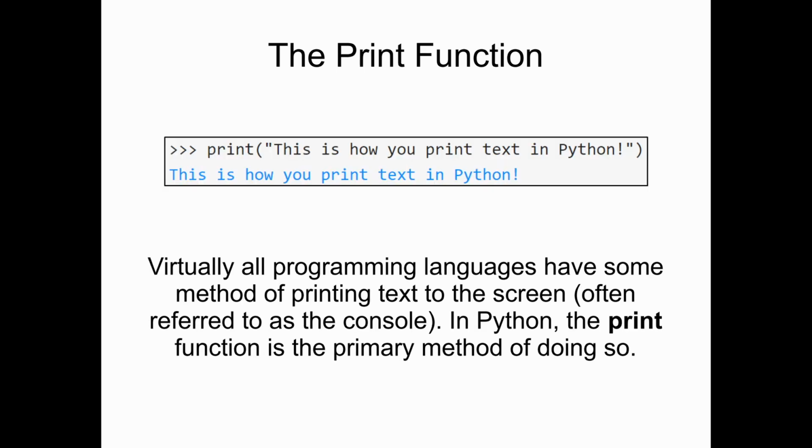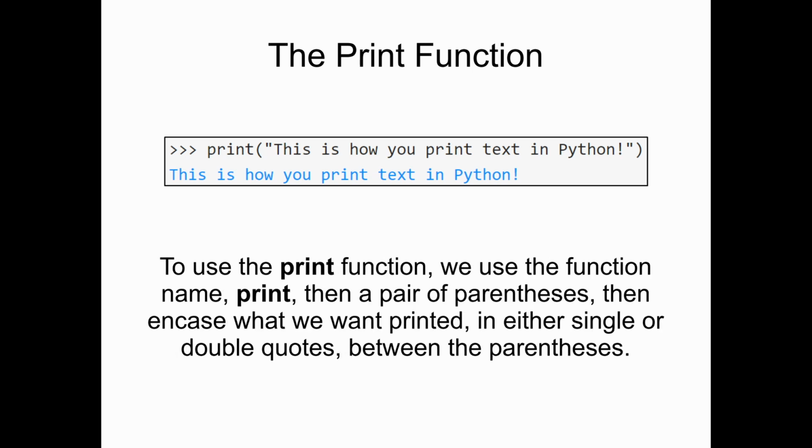Virtually all programming languages have some method of printing text to the screen. In Python, the print function is the primary method of doing so. To use the print function, we use the function name print, then a pair of parentheses, then encase what we want printed in either single or double quotes between the parentheses.